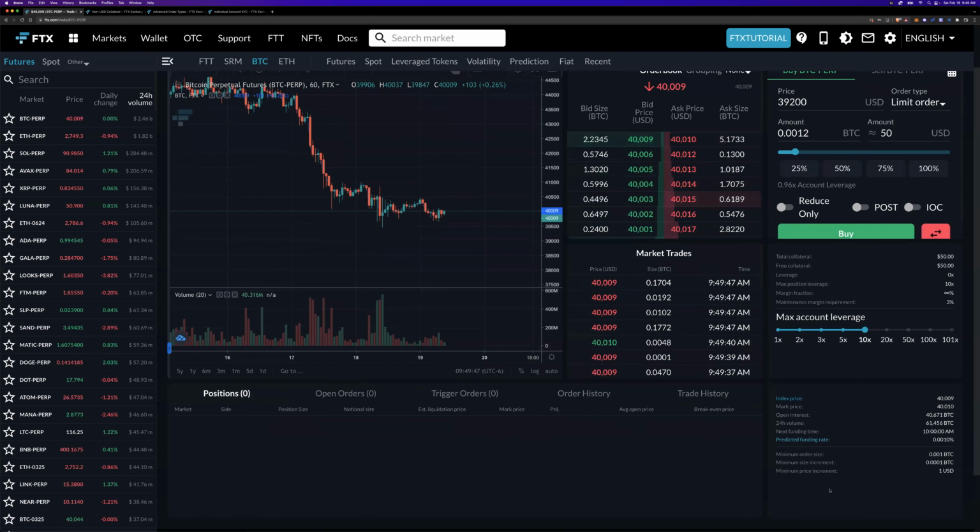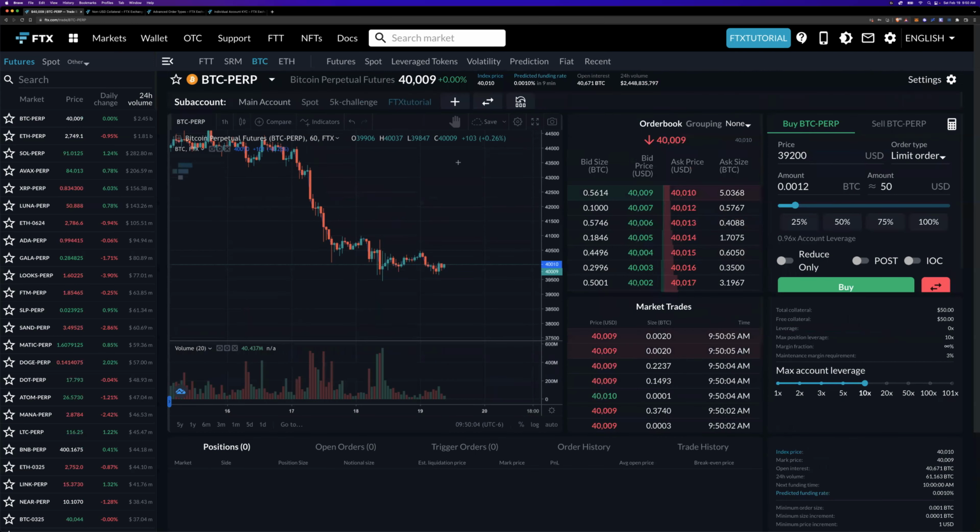Okay. Down here is where you get information about the contract itself, the volume, the open interest, and then predicted funding rates. This is all information that you'll have to dig into on your own time, but I just want to give you all the basics of where you can find more information. And going through the different order types, I'm going to cover that real quick.